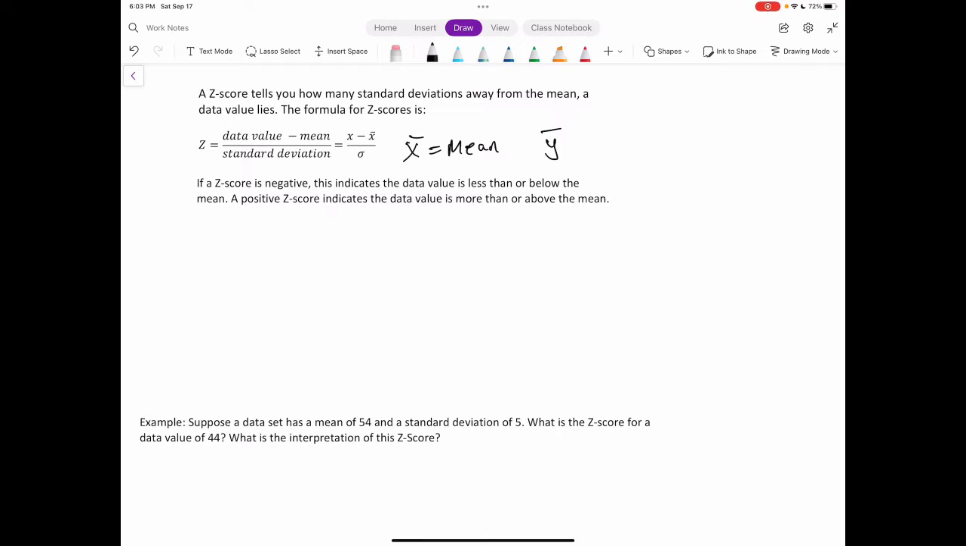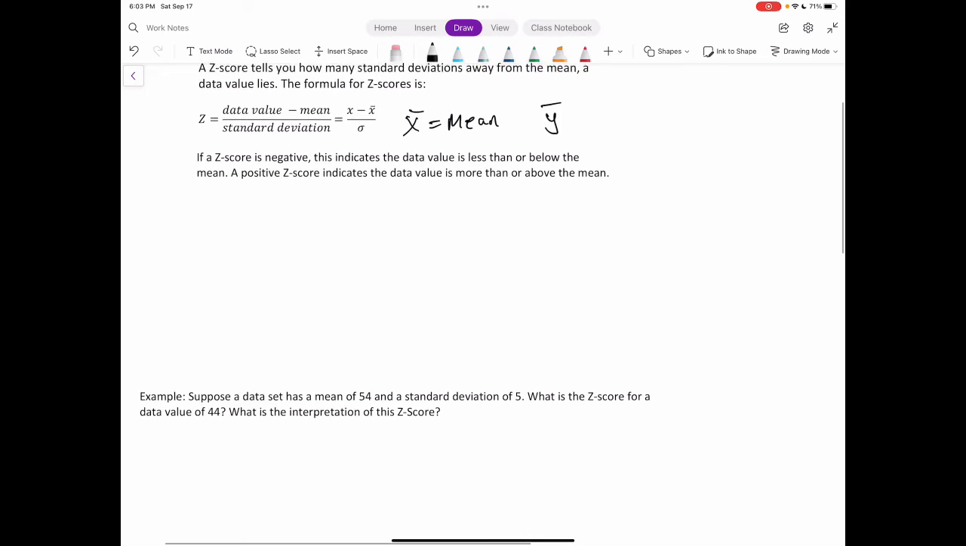If the data value is the same as the mean, the z-score is going to be zero because the distance is zero. If a z-score is negative, that indicates that our data value is less than, or to the left of, the mean. A positive z-score indicates that our data value is to the right of the mean, or above the mean. So let's get into a couple of quick examples here, and hopefully this will clear up the concept of a z-score.